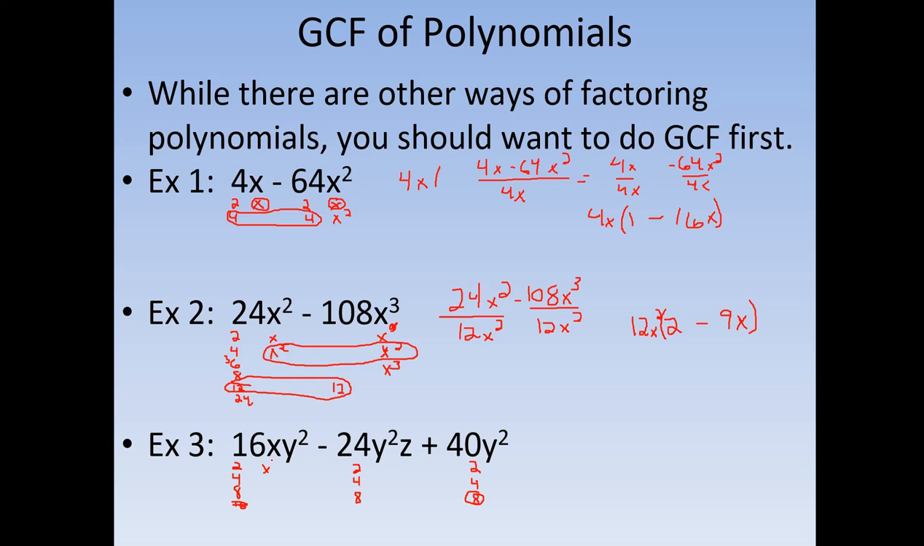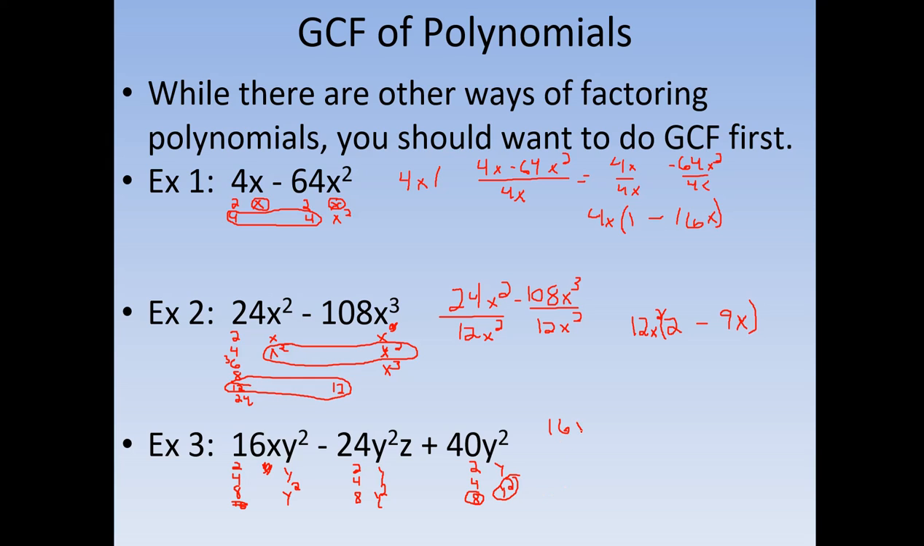This has 1x, but none of these have x's, so that's nothing. This has a y and a y squared. This has a y and a y squared. And this has a y and a y squared. All three of these have the same common factor of y squared, so this is the next part. This one has a z, but none of the other terms have z. So that means my greatest common factor is going to be 8y squared.